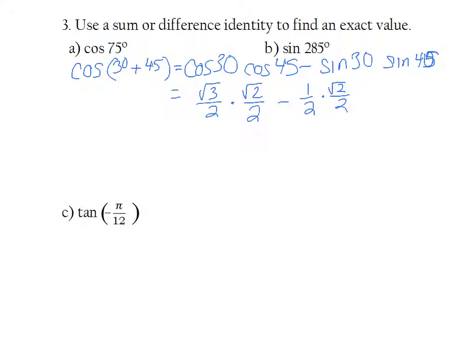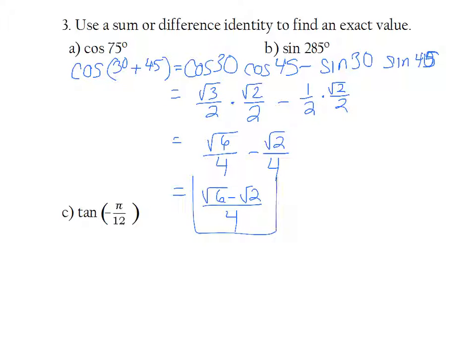We go ahead and we multiply those together. That's going to be a root 6 over 4 minus root 2 over 4. Oh gosh, that has a common denominator. I'm going to go ahead and simplify that to a root 6 minus root 2 all over 4. Final answer. We're getting the exact value of the cosine of 75.